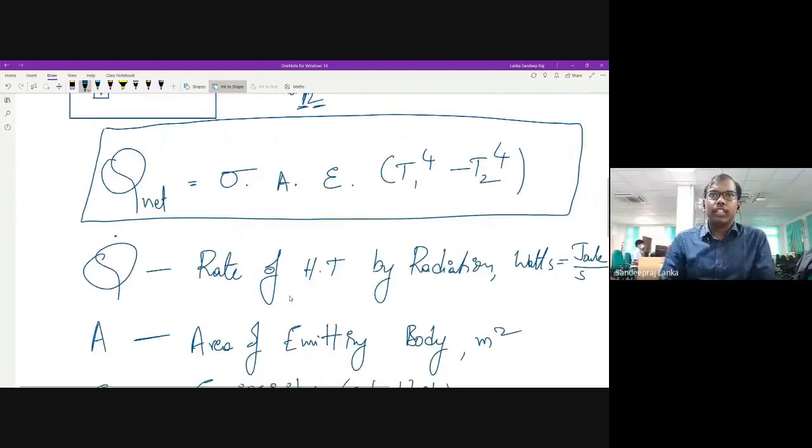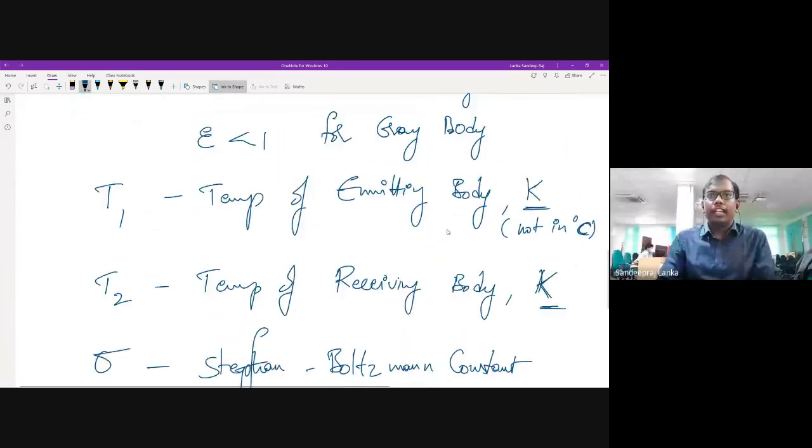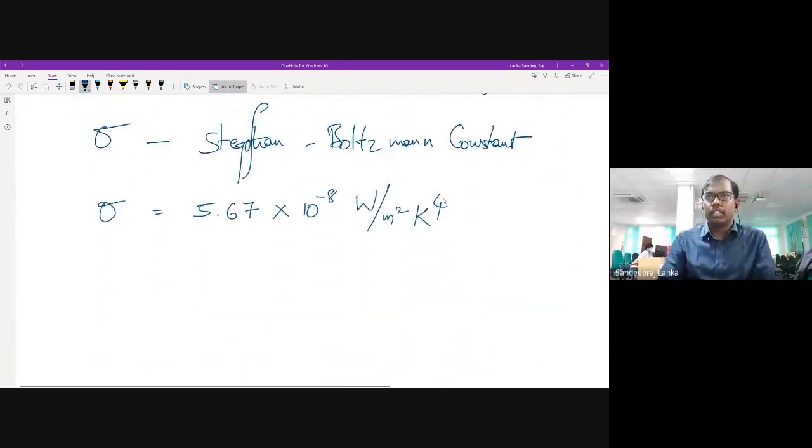Okay, how do I get this? Using this equation itself. This is measured in meter square. This is measured in Kelvin power 4. This is measured in watts. So watt per meter square Kelvin power 4 I got here. Watt per meter square Kelvin power 4 is your Stefan-Boltzmann constant.